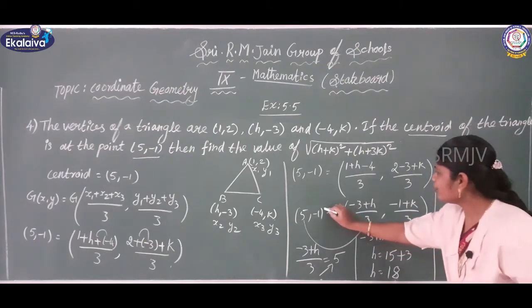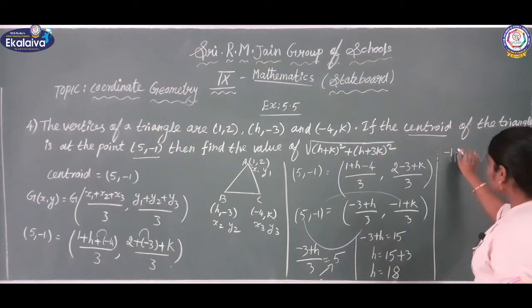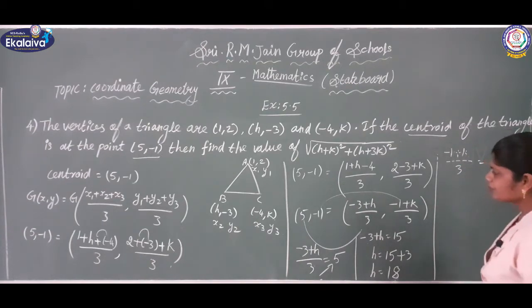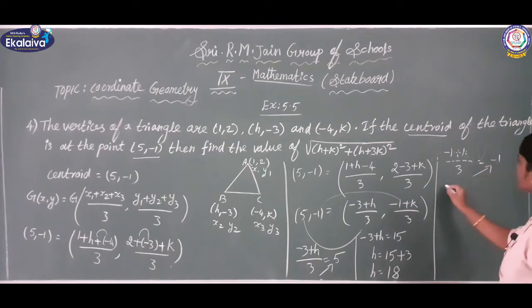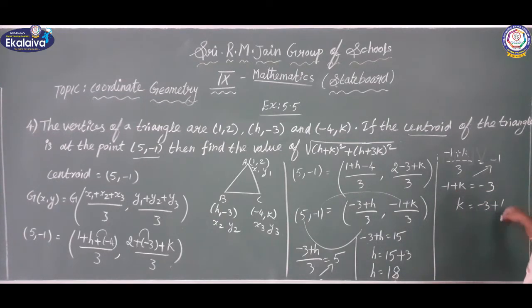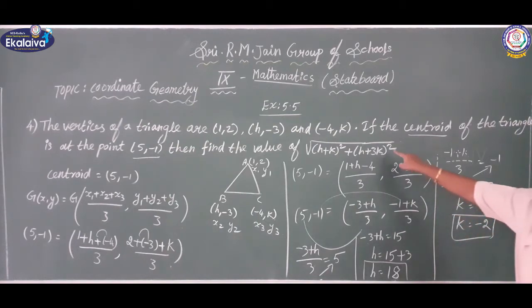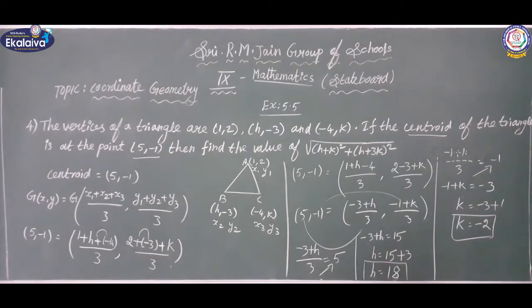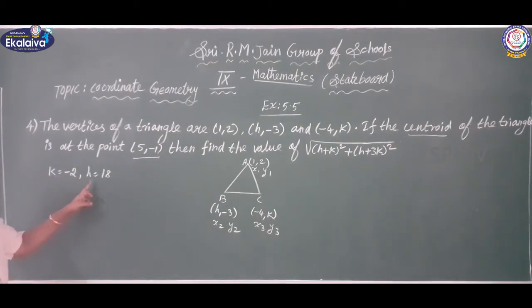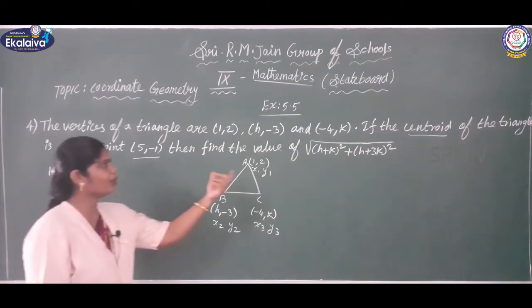Okay, next equate the y coordinates. Minus 1 plus k by 3 equal to minus 1. Cross multiply this. Minus 1 plus k equal to minus 3. K equal to minus 3, minus 1 will change plus 1. So k equal to minus 2. Okay. So h value 18, k value minus 2. These two values we are going to substitute in that. K equal to minus 2, h equal to 18. These values I am going to substitute in that.